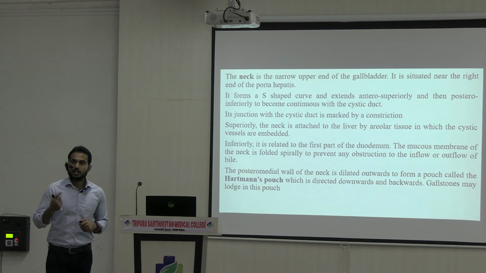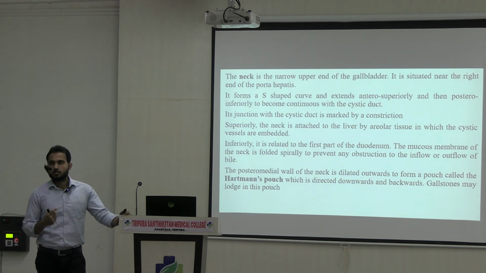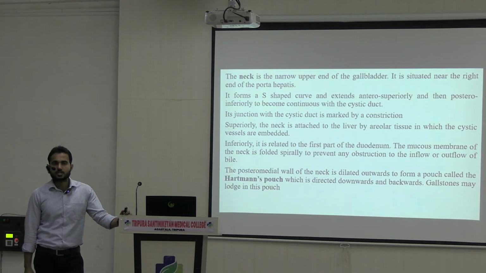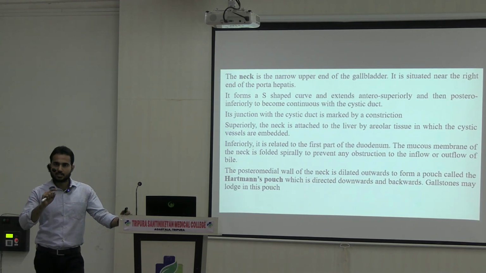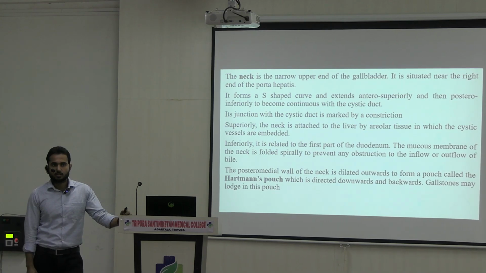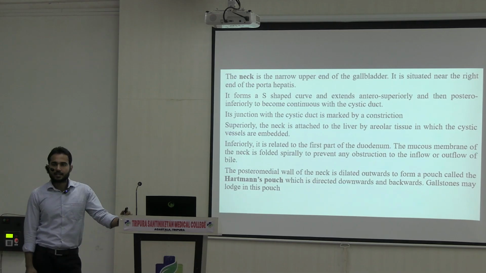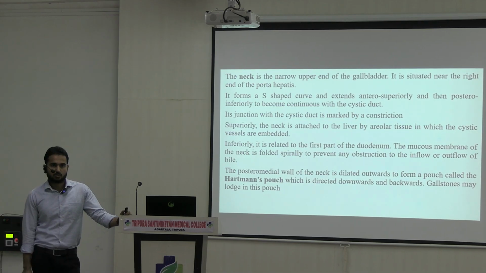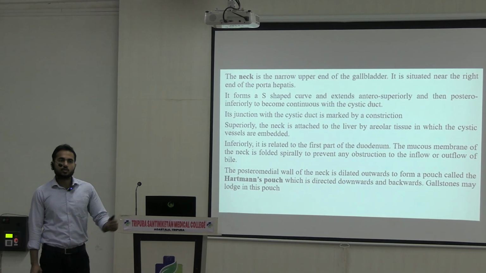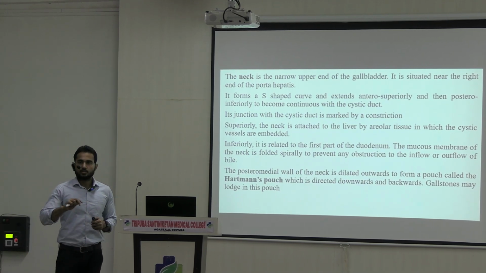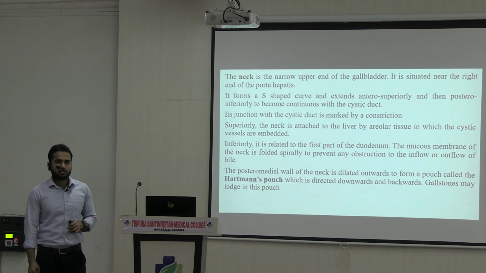Now if you see the mucous membrane, crescent-shaped folds are there inside the neck. They start from the neck itself and extend up to the cystic duct. These crescent-shaped folds present in the neck up to the cystic duct are called the valve of Heister, which controls the flow of bile through the cystic duct.